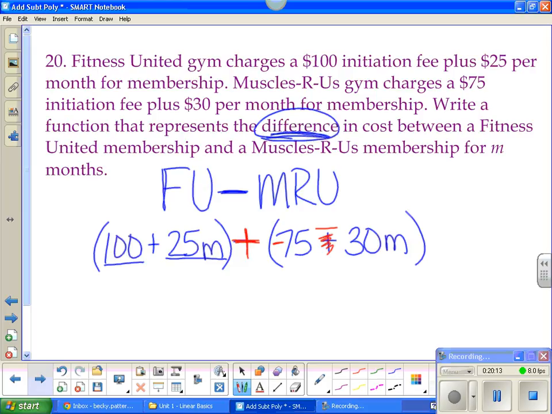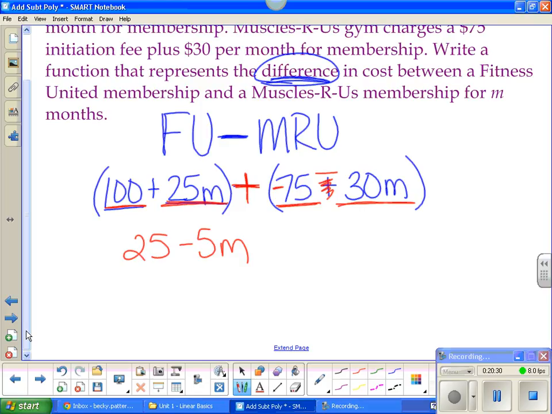And now I add my like terms. Well, I have 100, and I have a negative 75, and I have a positive 25m, and a negative 30m. And then some of you may be saying, well, that's not in the right order. We put the m first. So if you're going to do that, then the negative has to go with it because that negative belongs to that 5. So negative 5m plus 25. Either one of these answers would be fine.